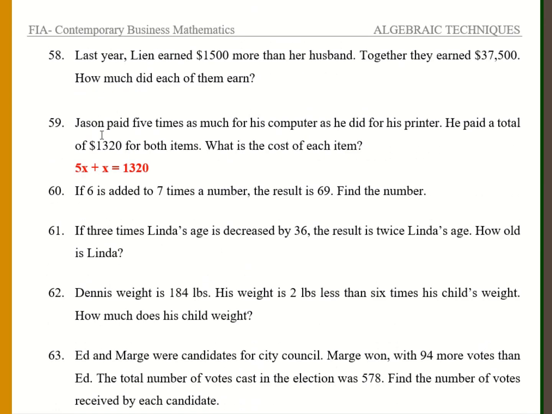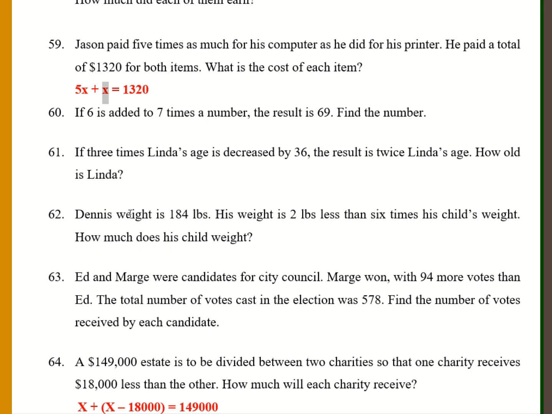Okay. Jason paid 5 times as much for his computer as he did for his printer. He paid a total of 1320 for both items. What is the cost of each item? Okay, so computer he paid 5 times. Printer he paid 1 time. So then you solve and find what it is for each item. So one will be the price of the printer and the other one will be 5 times more.